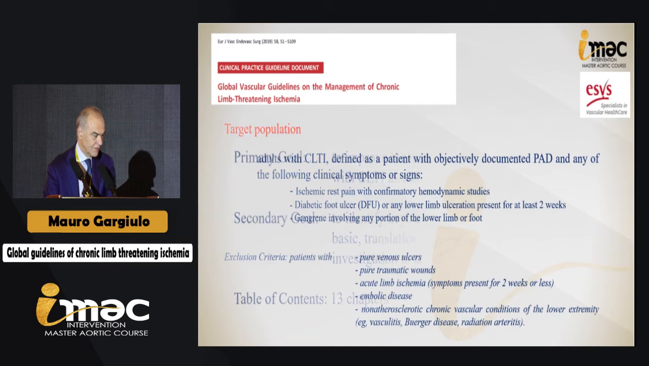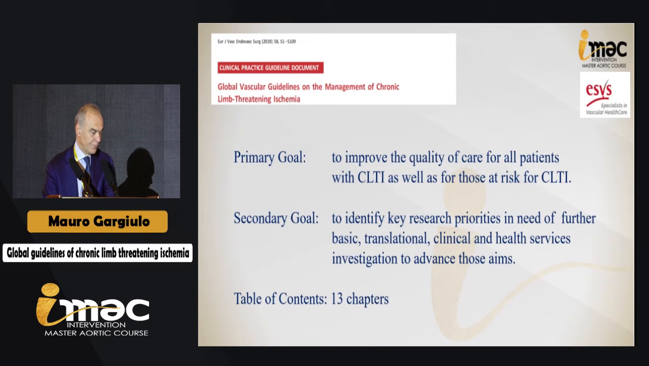The primary goal of these guidelines was to improve the quality of care for all patients with CLTI, as well as for those at risk for CLTI. The second goal was to identify care research priorities in need of further basic, translational, clinical, and health service investigation to advance those aims. The guidelines contain 13 chapters.